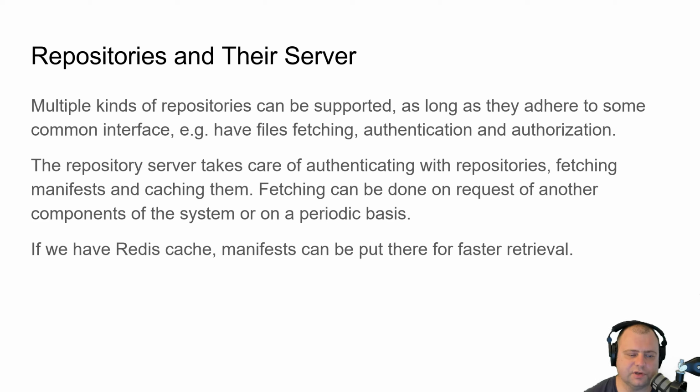We can have a setup with a Redis cache or without a Redis cache, and if we have a Redis cache, manifests can be put there for higher availability and a little bit more durability for our cached data. Also, since it's cache, it's not going to be super durable anyway.